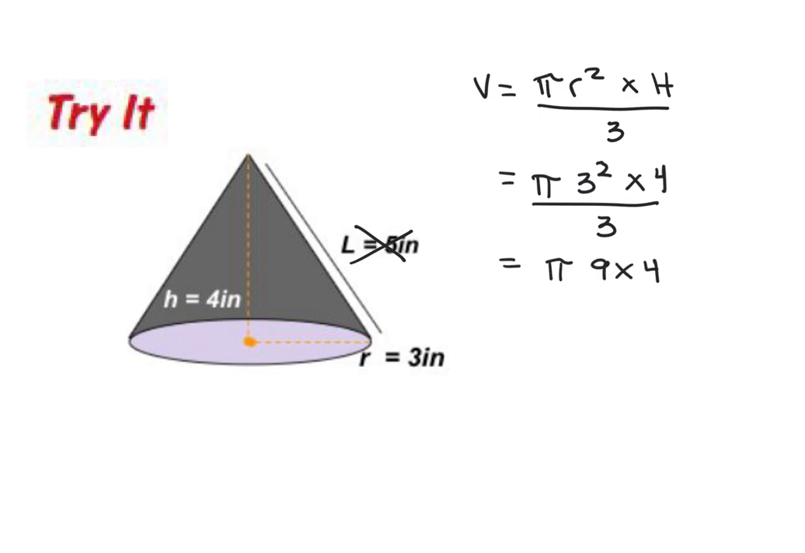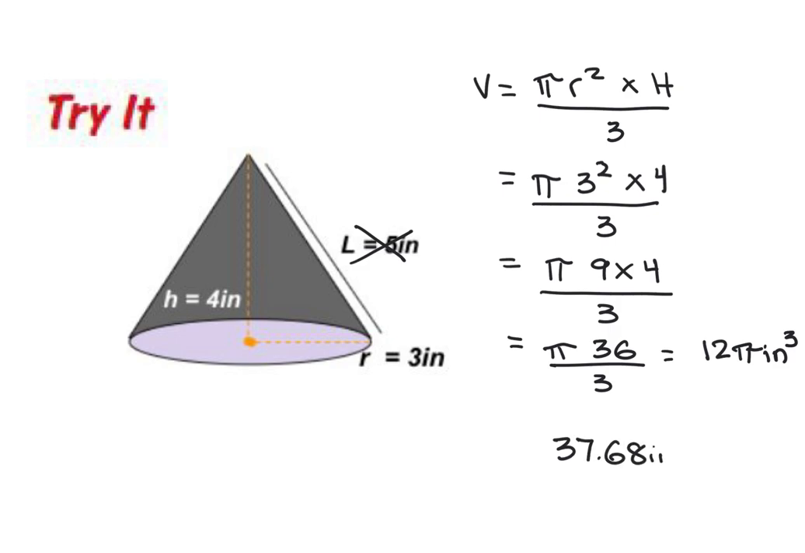So pi times 9 times 4, divide by 3. 9 times 4 is 36. 36 pi divided by 3. 36 divided by 3 is 12. So 12 pi inches cubed. And if we do 12 times 3.14, we end up with 37.68 inches cubed.